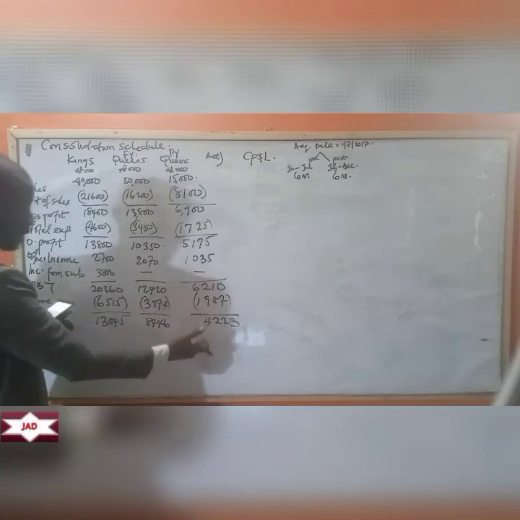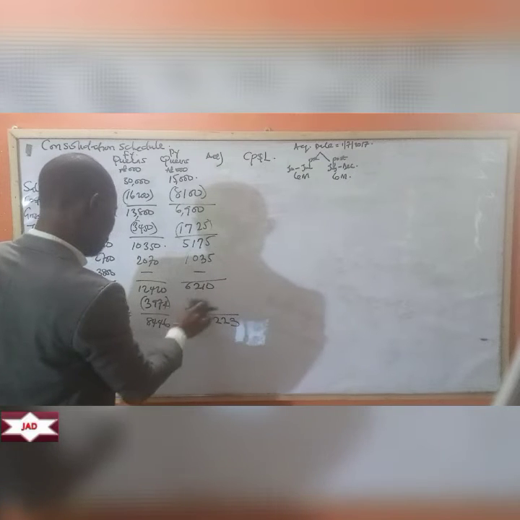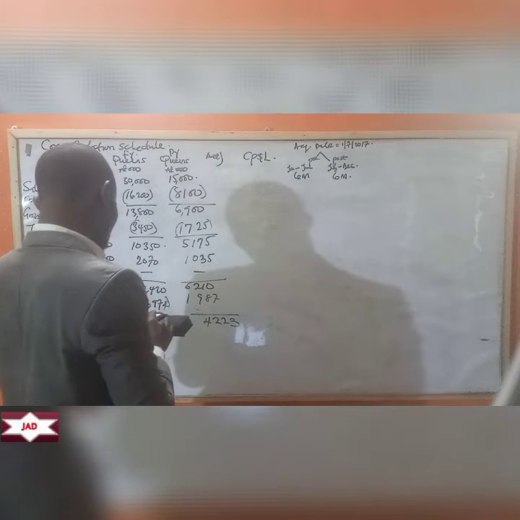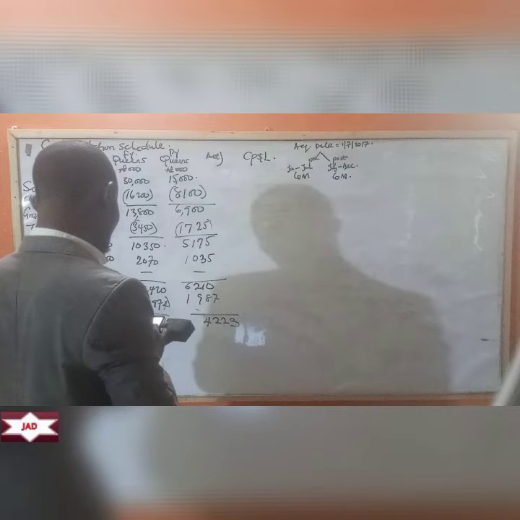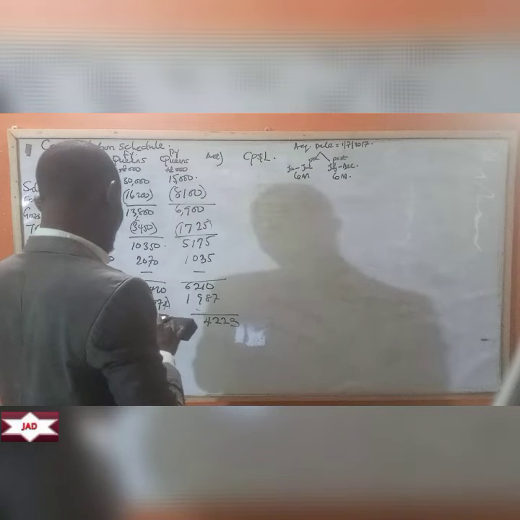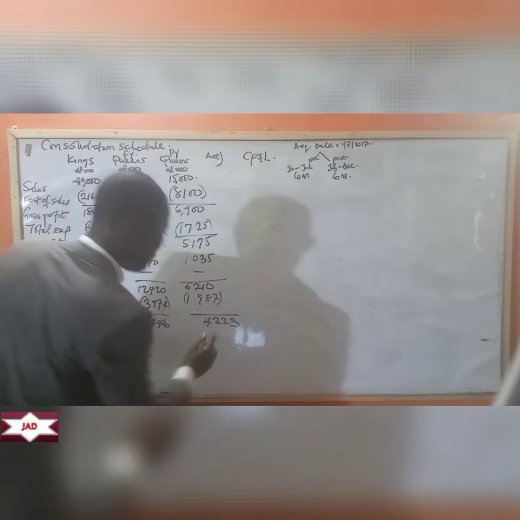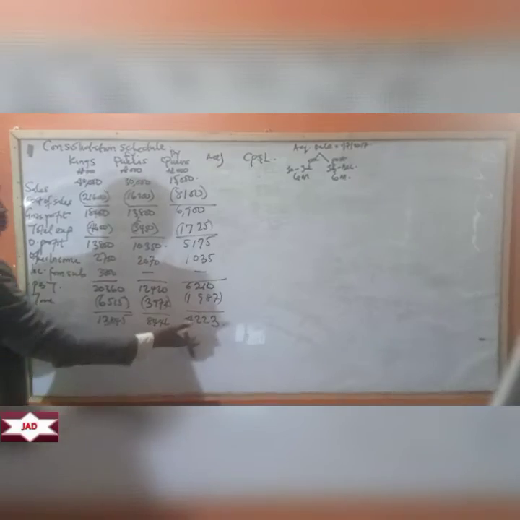So now we've gotten this now. Okay. Yes. 6210. 1987. Let me check properly. Okay. 6210 minus 1987. 4223. And 4223. So this is for the parts here.